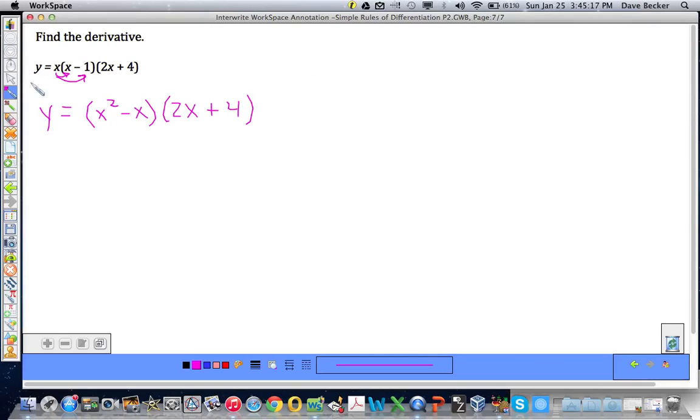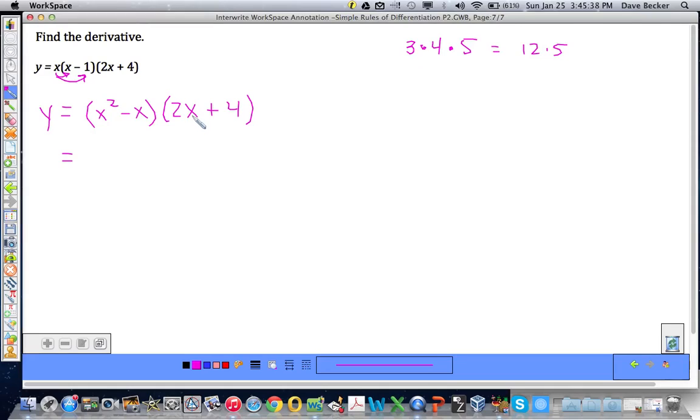Okay. A lot of folks say, well, don't you have to take the x through this too? Well, no. If you had 3 times 4 times 5, you would say that's equal to 12 times 5. You wouldn't say that's equal to 3 times 4 and then 3 times 5 again. So that's the same reasoning here.